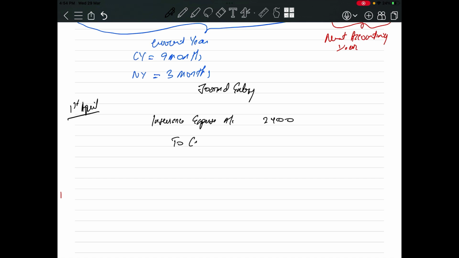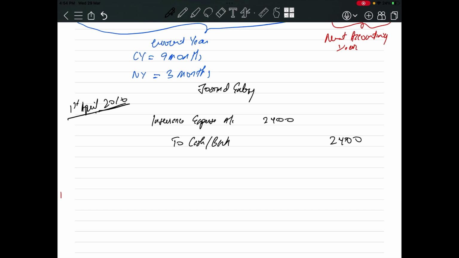Now I have paid through cash or bank. What will be the journal entry? Expense is a nominal account. The rule of nominal account is debit all expenses and losses, credit all income and gain, and cash is a real account. Debit what comes in, credit what goes out. So this is an expense and cash is going out. This is the entry which we have passed on 1st April 2010.